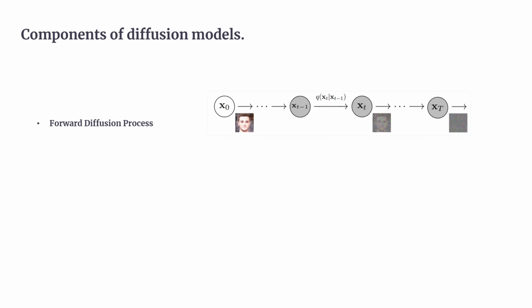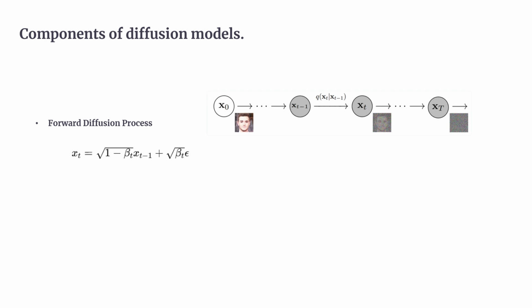1. Initial data. We begin with an original data sample, which we'll call x0. 2. Noise addition. At each step, some Gaussian noise is added to this data. Mathematically, we represent this. Here, beta t is the noise schedule, and epsilon is sampled from a standard Gaussian distribution.